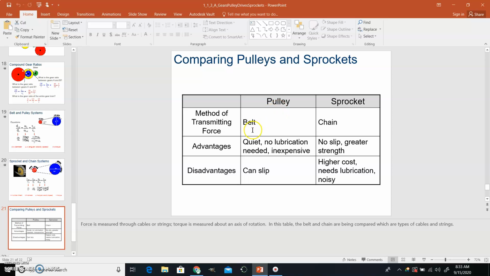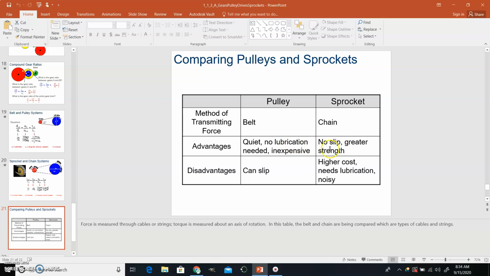A pulley typically uses a belt, whereas a sprocket, like you'd have on your bike, uses a chain. Advantages to a pulley are they're quiet, no lubrication needed, and they're inexpensive. If you open up the car hood on your parents' car, you will see a lot of pulleys in there. You see serpentine belts and things like that. Obviously, you've probably never seen them go out and lube those. So that's one advantage to those, and that's why they use them.